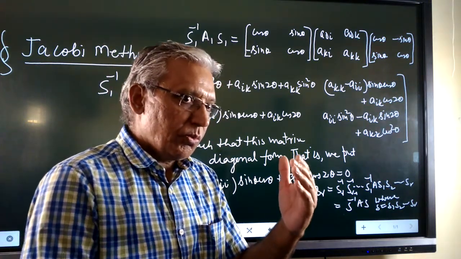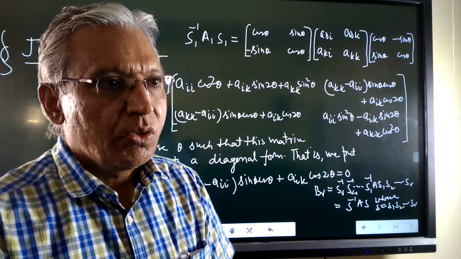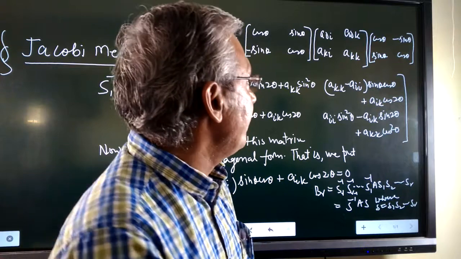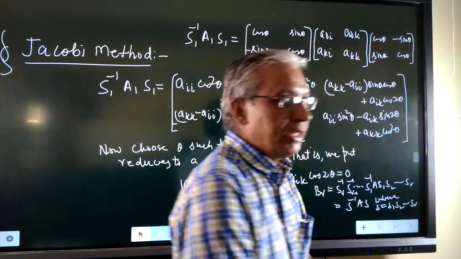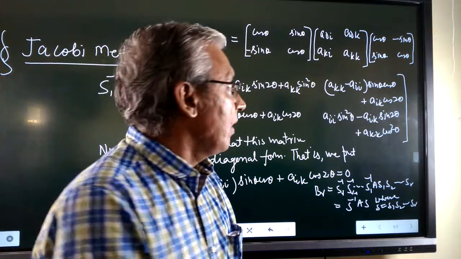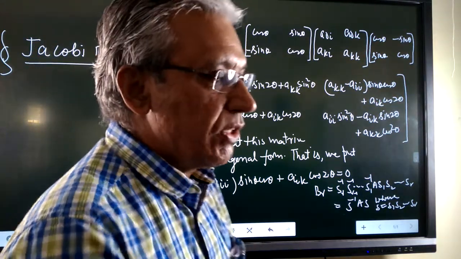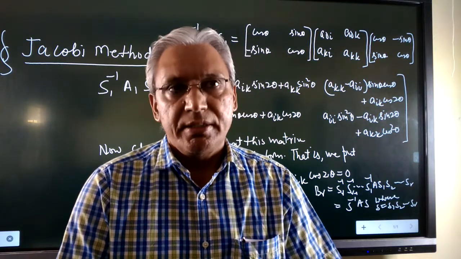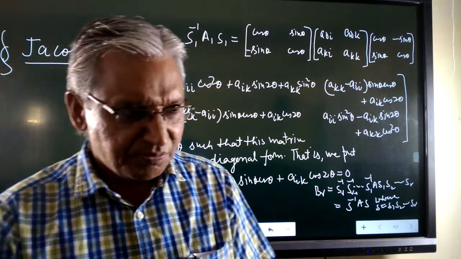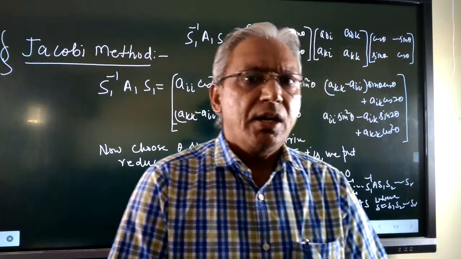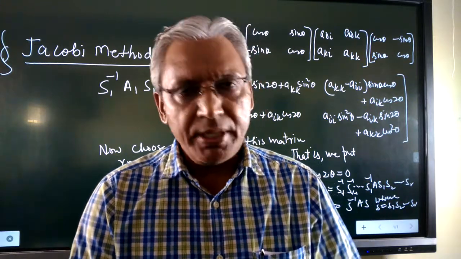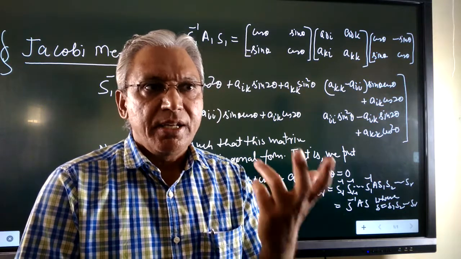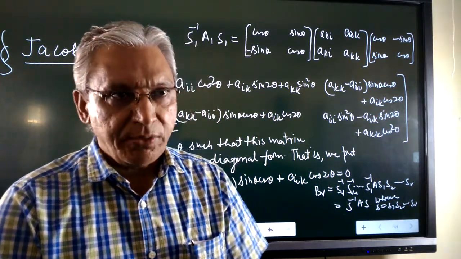To make a rotation, we choose a matrix of order 2 by 2, which is cos theta, minus sin theta, sin theta and cos theta. In this method, first of all, we choose the numerically largest element in the off diagonal elements of the given matrix. Suppose here Aik is the numerically largest element among the off diagonal elements.